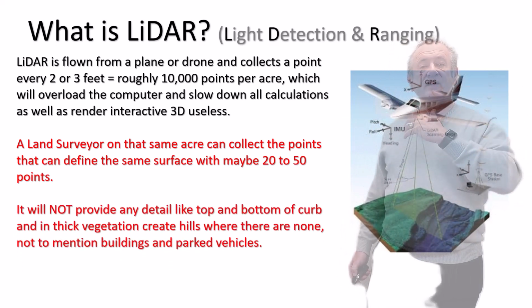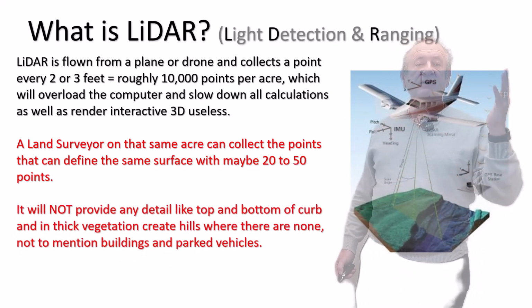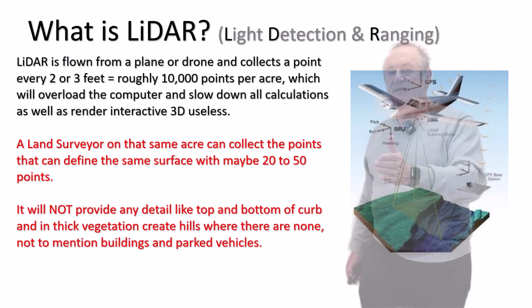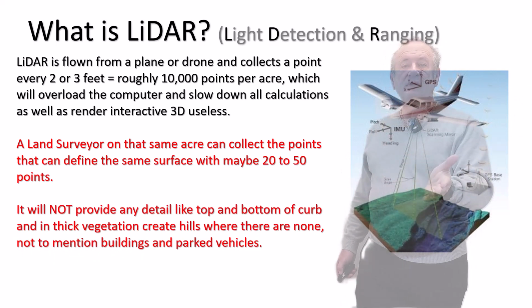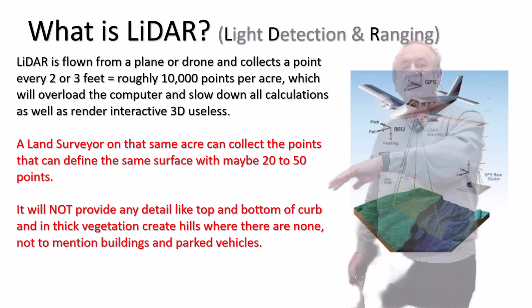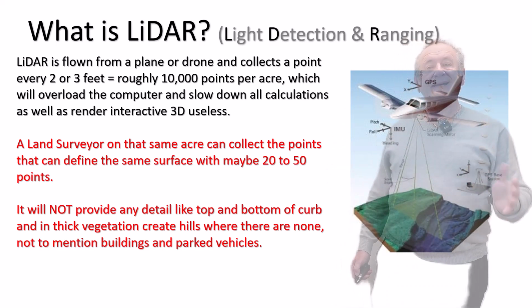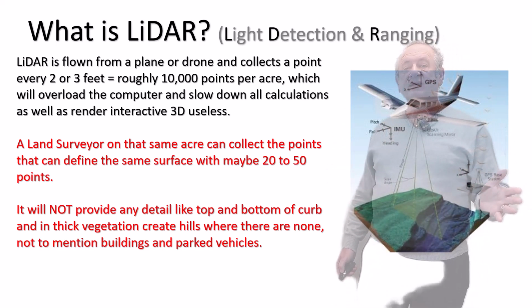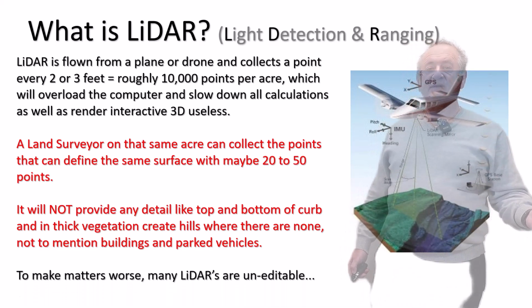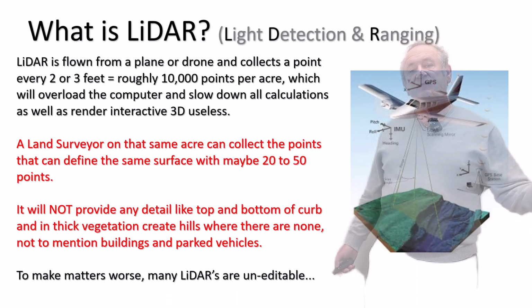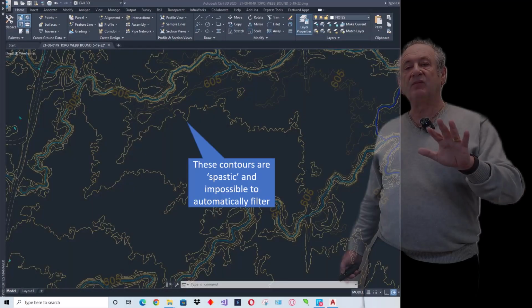And because it's random, it's never going to get detail like top of curb, bottom of curb, good definition of ditches, homes. That little hill that you see might be a parked car or thick vegetation. Again, it still doesn't replace the precision and the accuracy of a survey crew, but it's automated. And that brings a large problem with LiDAR.